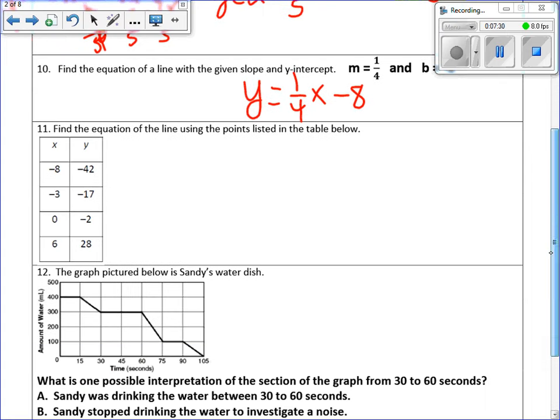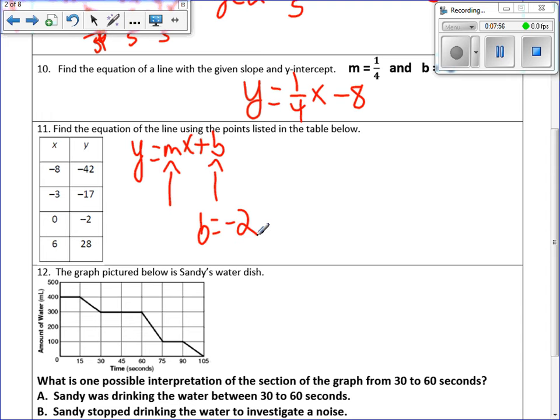Okay. So you need two things to write the equation of a line. y equals mx plus b. You need a slope and you need a y-intercept. The y-intercept is the point that has an x value of 0. So the y-intercept is negative 2. So that's great. I know that b equals negative 2.